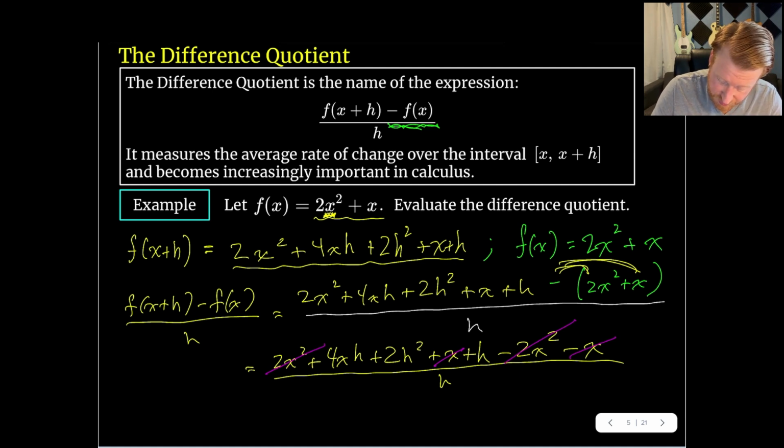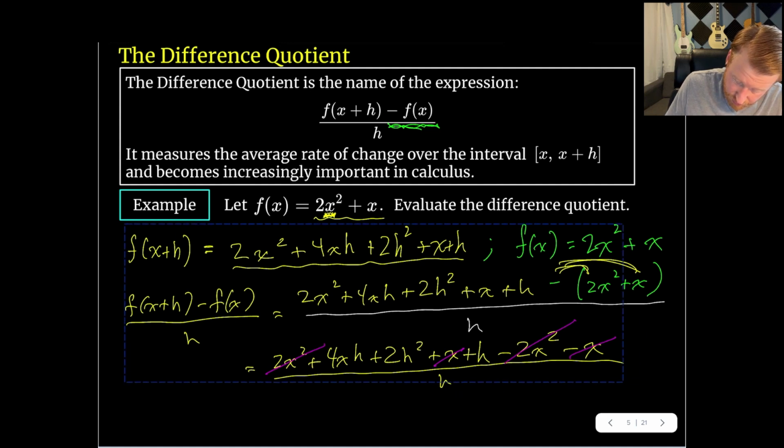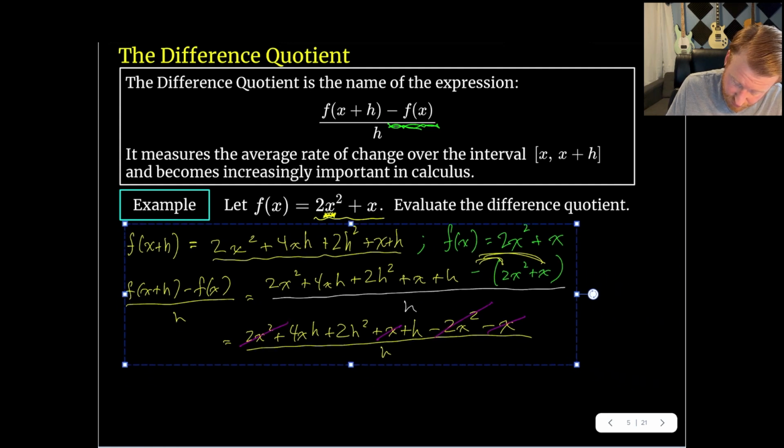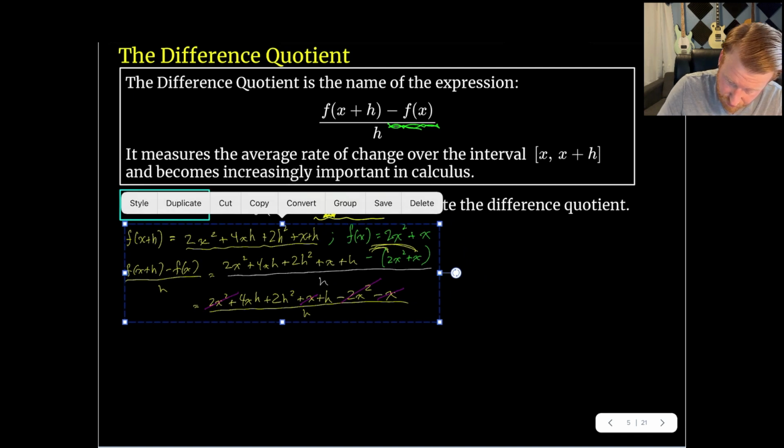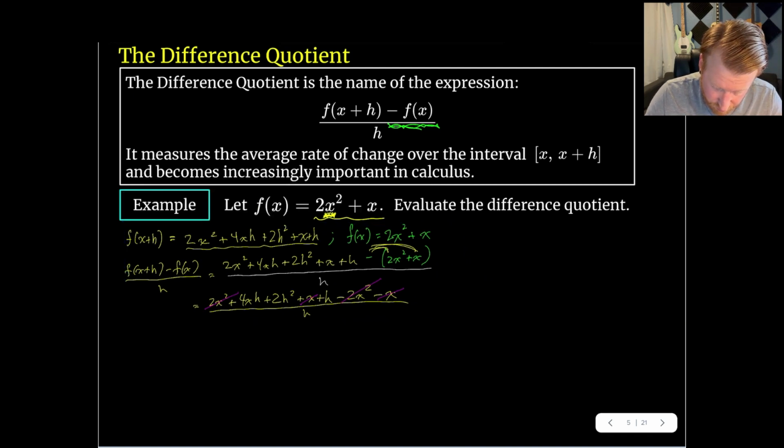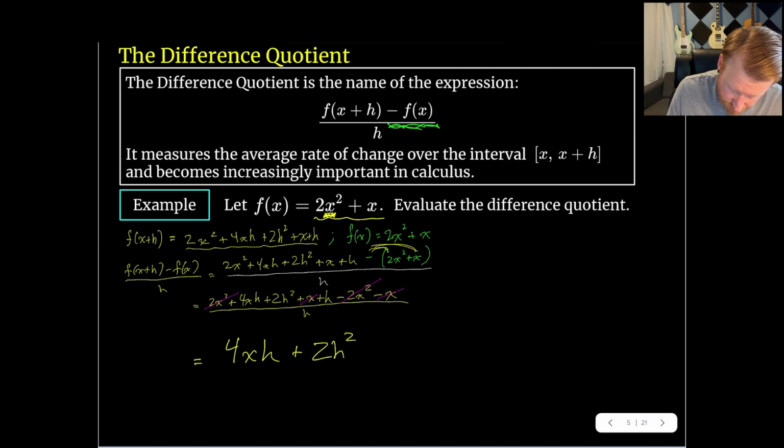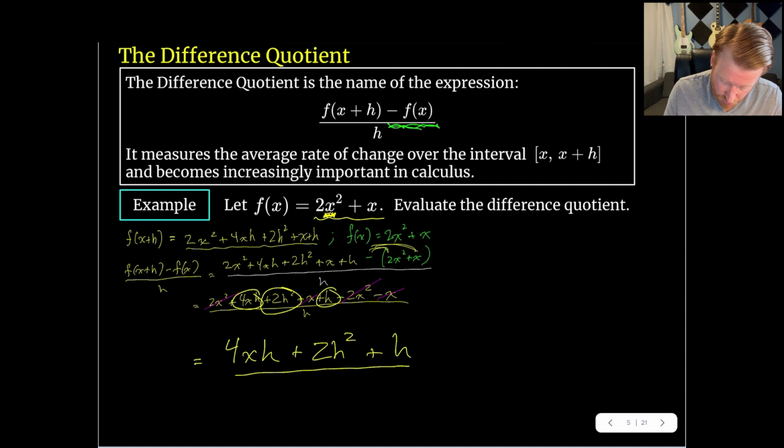So let me make a little bit of space here. Then in my next step, I'm just going to rewrite what is left here. So I've got 4xh plus 2h squared plus h. So 4xh, 2h squared, h. I think that's everything in the numerator. And this is all over h.